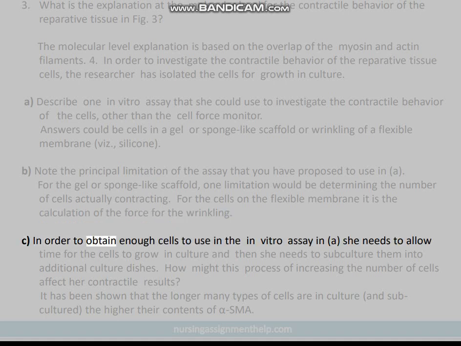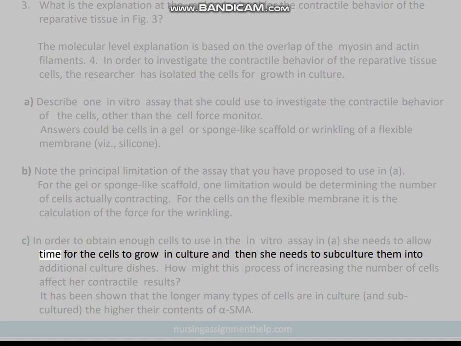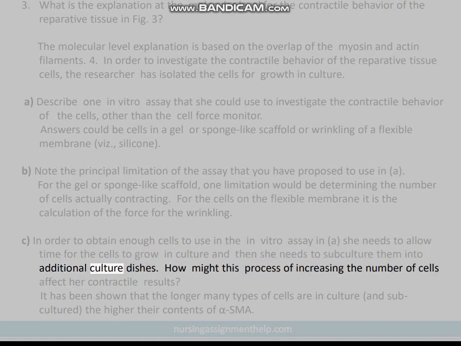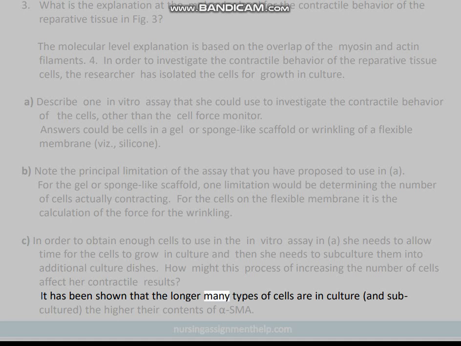C. In order to obtain enough cells to use in the in vitro assay in A, she needs to allow time for the cells to grow in culture, and then she needs to subculture them into additional culture dishes. How might this process of increasing the number of cells affect her contractile results? It has been shown that the longer many types of cells are in culture and subcultured, the higher their contents of alpha-SMA.